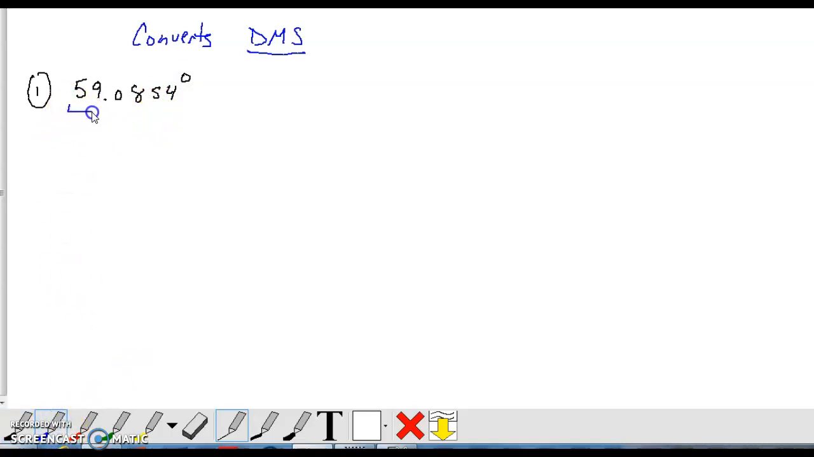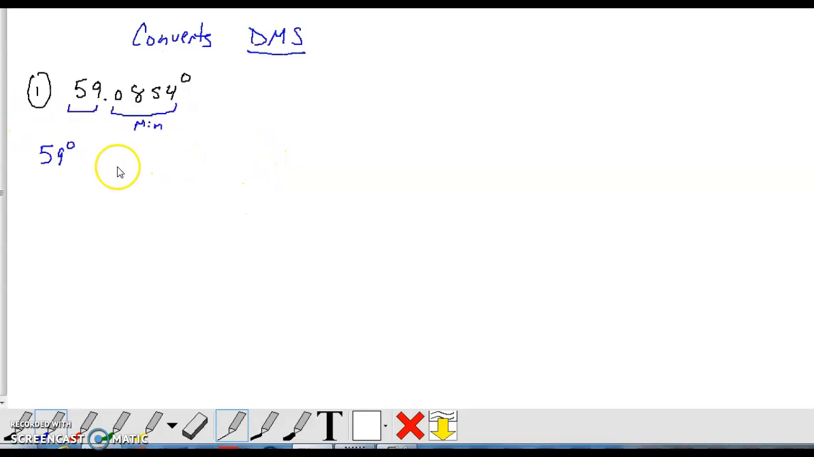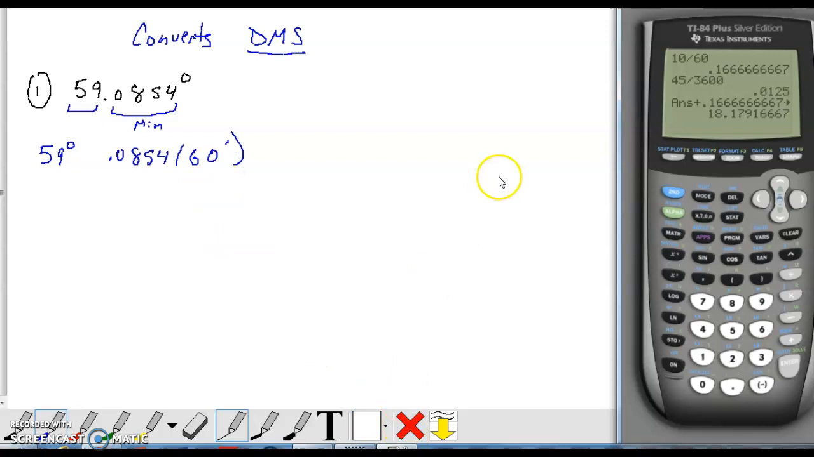Okay, so what do we know right now? We know that we have exactly 59 degrees and some change. So for sure we have 59 degrees. But then we have this leftover business. This is the start of a minute because it's not a whole degree. So we are going to use this idea that 60 minutes equals 1 degree. We're going to take 0.0854 and multiply it by 60 minutes.